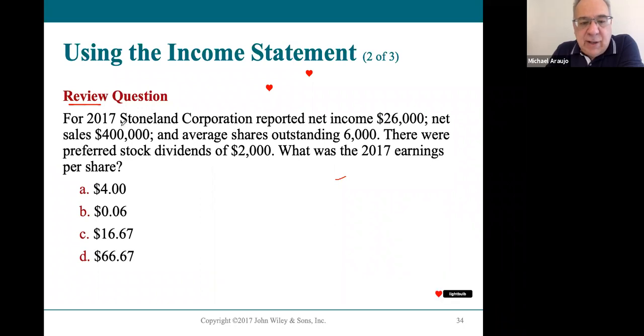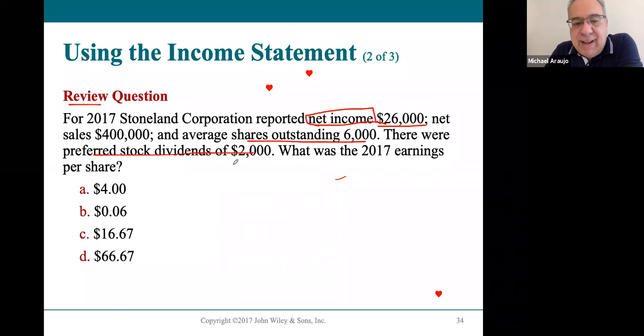We're looking at Stoneland Corporation. They have net income of $26,000. So this is their profit, okay? They have 6,000 shareholders on average, but they paid a preferred stock dividend of $2,000. So they obviously have preferred stock. One of the few companies that does. And so how do we figure this out? Well, it's the net income of the company minus the preferred dividends divided by the number of shares.